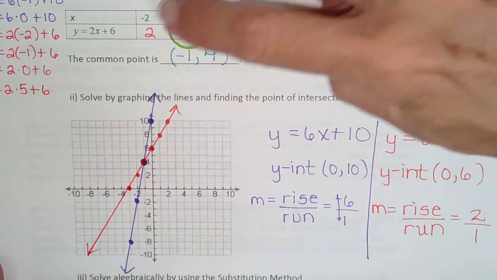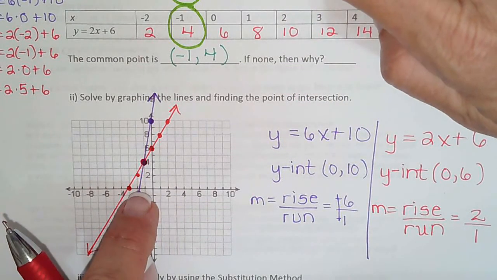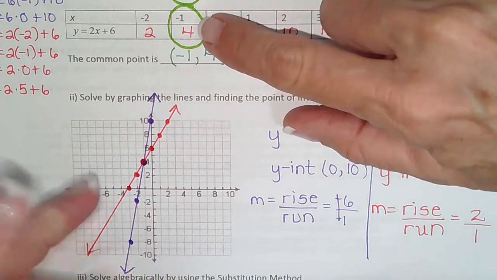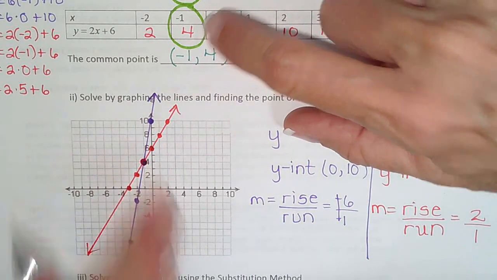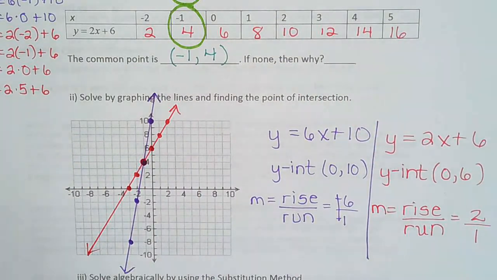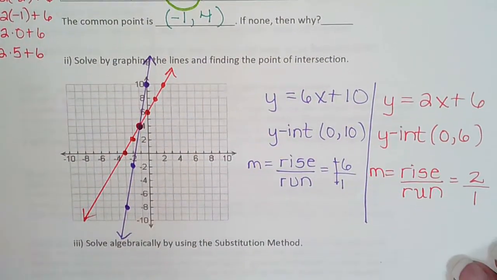So it says the point -2, 2 is on there. -2, 2, yep, it's right there. -1, 4, yep, it's right there. 0, 6, 1, 8, so on. So you can verify that those are correct.